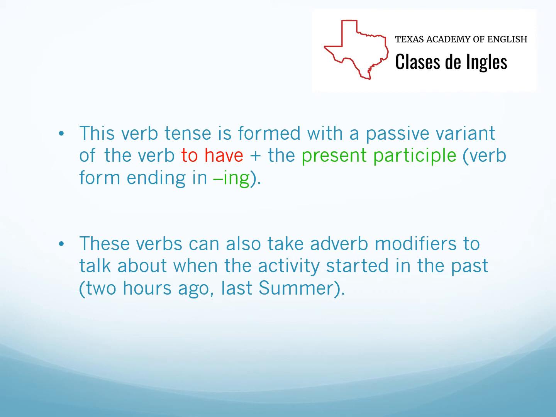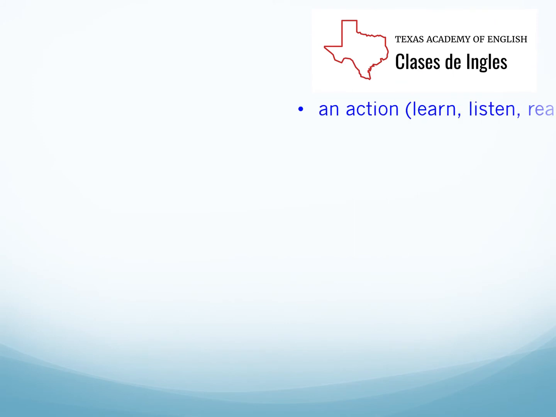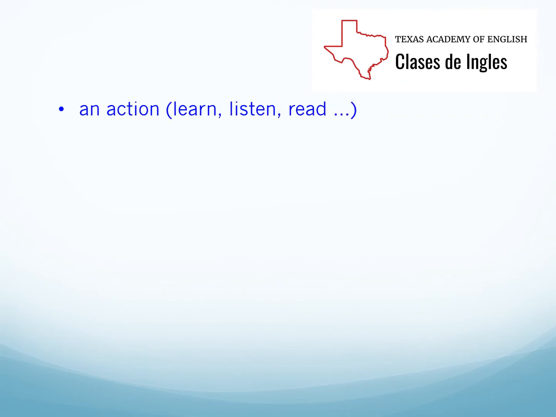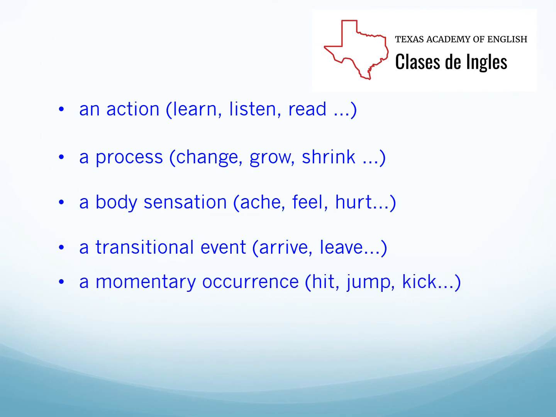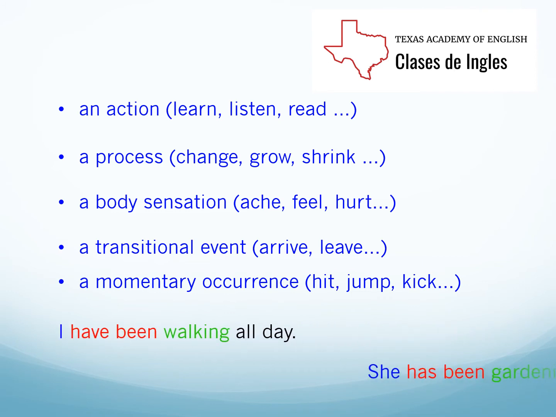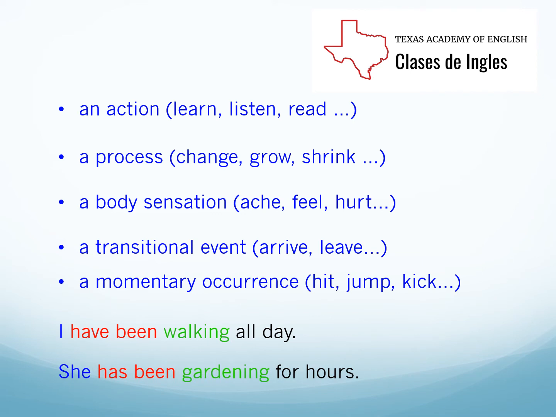Additionally, present perfect continuous verb forms are most commonly going to be found using dynamic verbs, like an action, like learn, listen, read, a process, like change, grow, or shrink, a body sensation, like ache, feel, or hurt, a transitional event, arrive or leave, or a momentary occurrence, like hit, jump, kick. For example, I can say, I have been walking all day. Or I can also say, she has been gardening for hours.